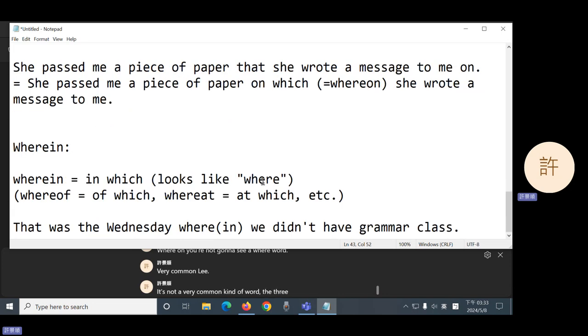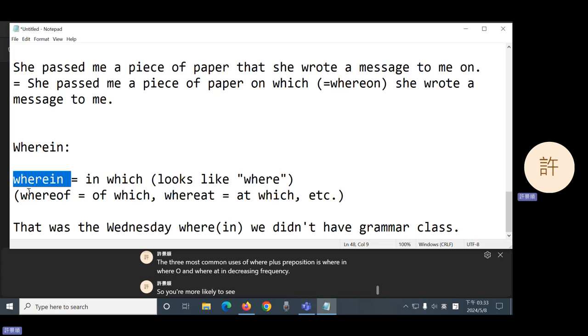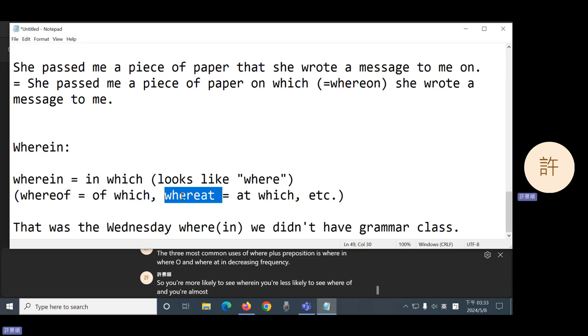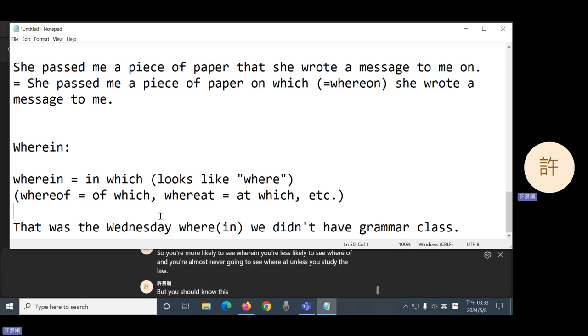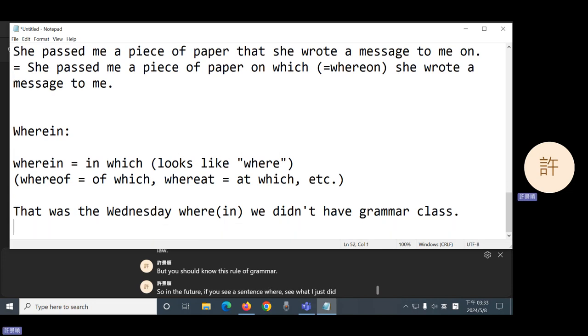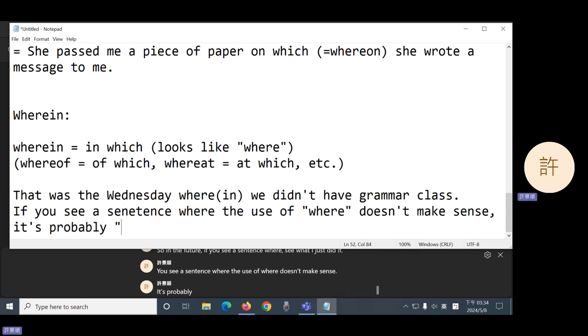The three most common uses of where plus preposition are where in, where of, and where at, in decreasing frequency. So you're more likely to see wherein, you're less likely to see where of, and you're almost never going to see where at unless you study the law. But you should know this rule of grammar. So in the future, if you see a sentence where, see what I just did? If you see a sentence where the use of where doesn't make sense, it's probably wherein.